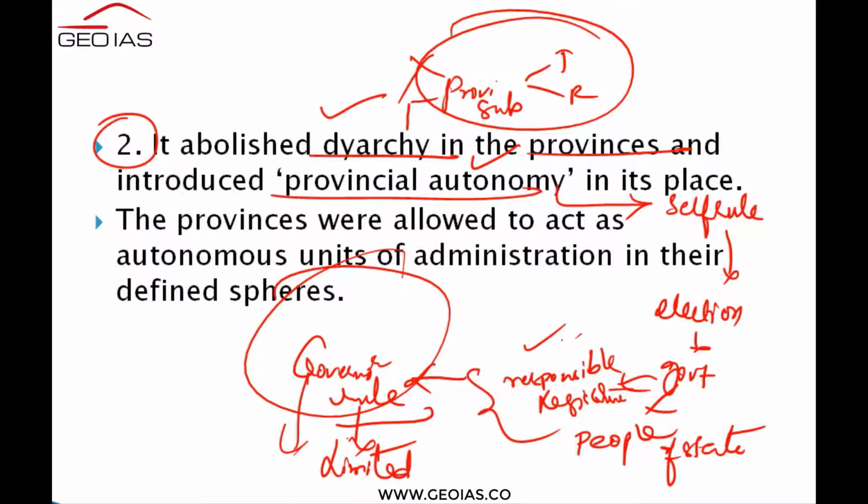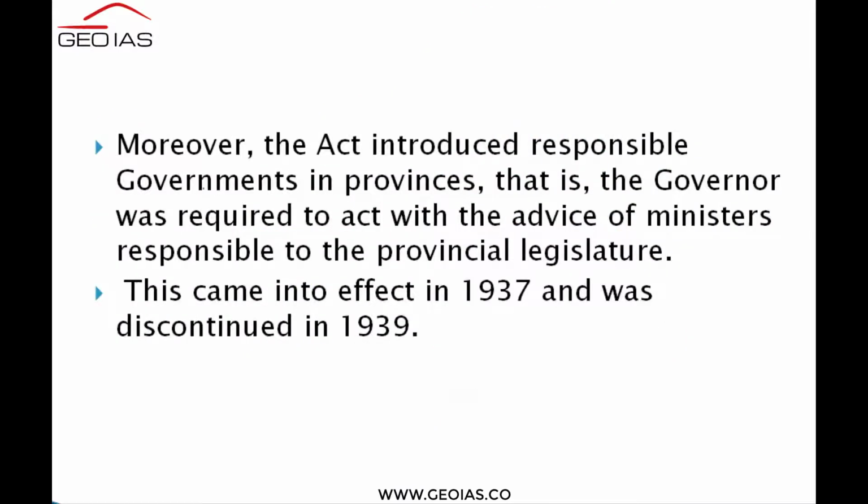The provinces were allowed to act as autonomous units of administration in the defined spheres. In the defined spheres, they can make their own laws, their own rules, everything. They have their own self-rule sort of thing. So diarchy was abolished in the provinces, and provincial autonomy was introduced in the provinces. Provinces means states. Moreover, the act introduced responsible government in the provinces.